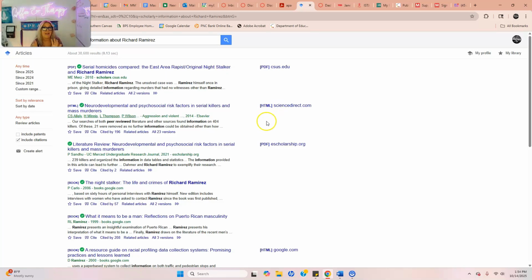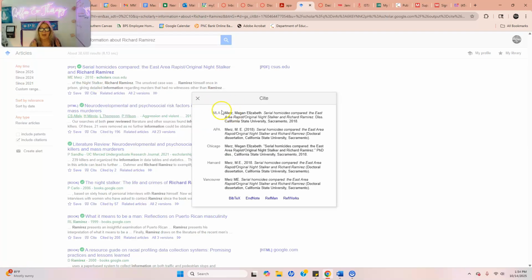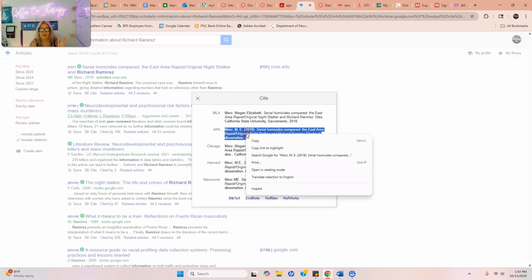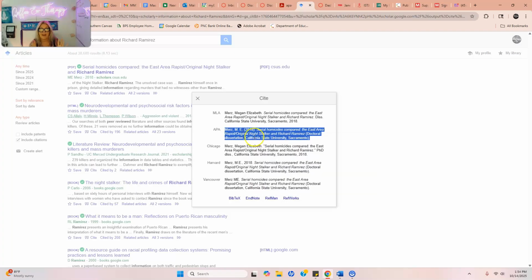The beautiful thing about Google Scholar is, see where it says cite? It's going to give it to you already. So you don't have to use Citation Machine or any other thing. Click cite and it's going to bring up MLA, APA, Chicago, all of them. So what you're going to do is just click once. And because we're using APA, we're going to go copy, right? And then we're going to go back to the document.